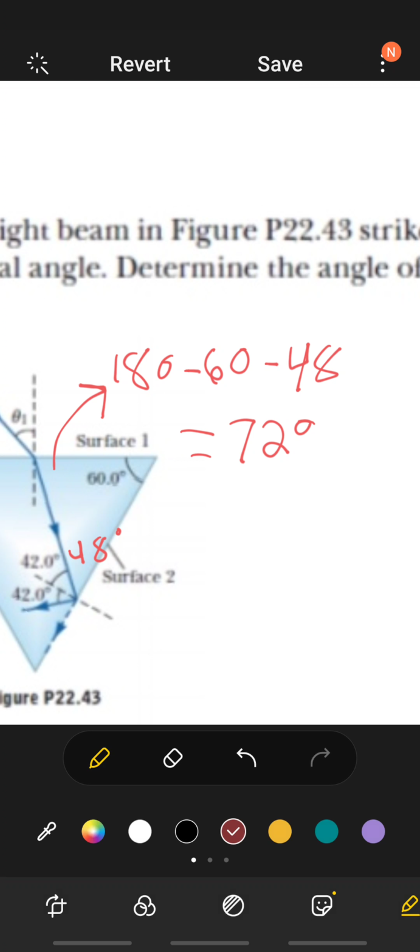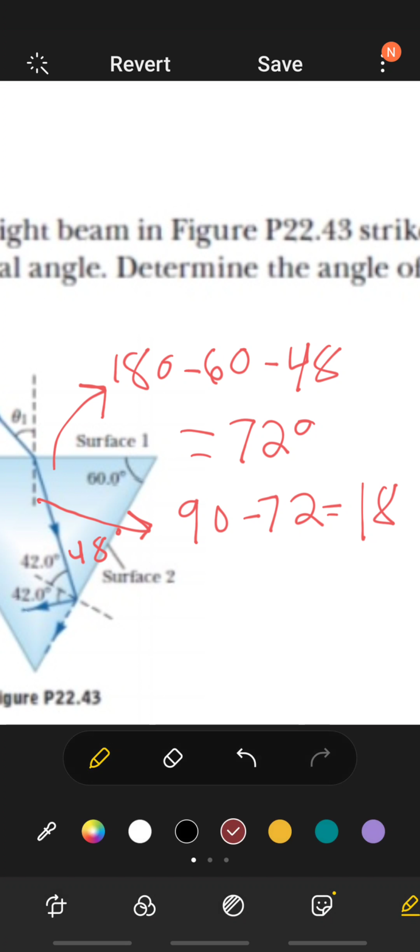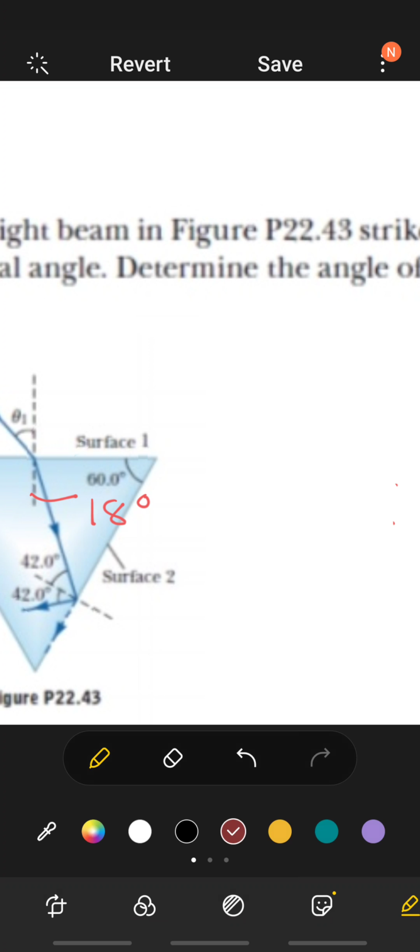But that is not the refracted angle, because we know that the refracted angle is the angle that's closest to the normal line. That's on the opposite side. So if we take 90 minus 72, it'll give us this angle, and that will give us 18 degrees. So now that we know the important angles, which is that 18 degrees, let me just write it here. That's what we need to know.